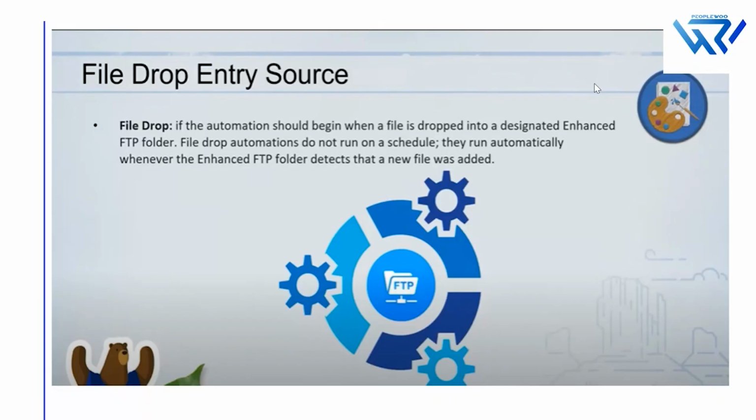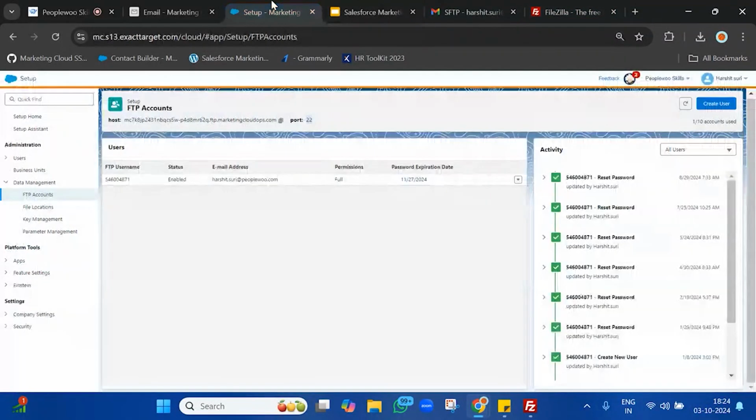But file drop automations are a different type of automation, where it triggers automatically if it detects a file is dropped on an SFTP folder. So when you drop a file on an SFTP folder, the automation detects that file and starts the automation on the go. Let's discuss with an example.